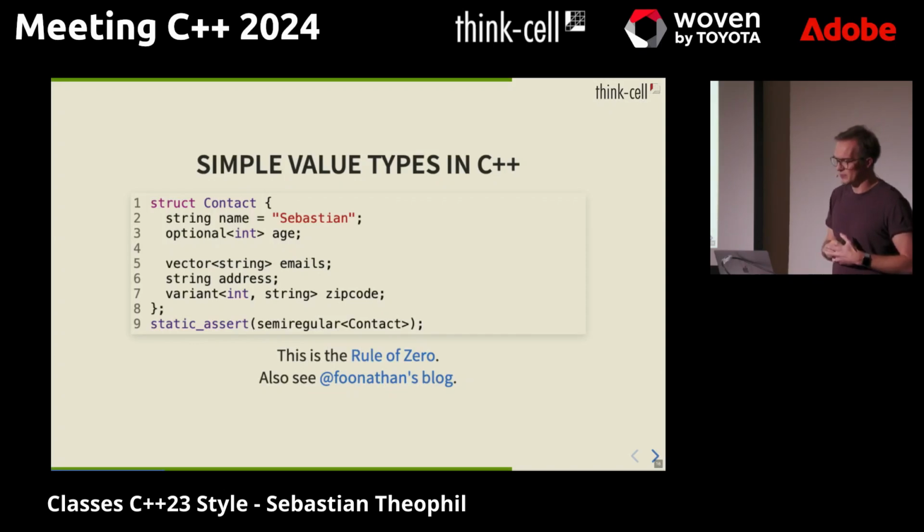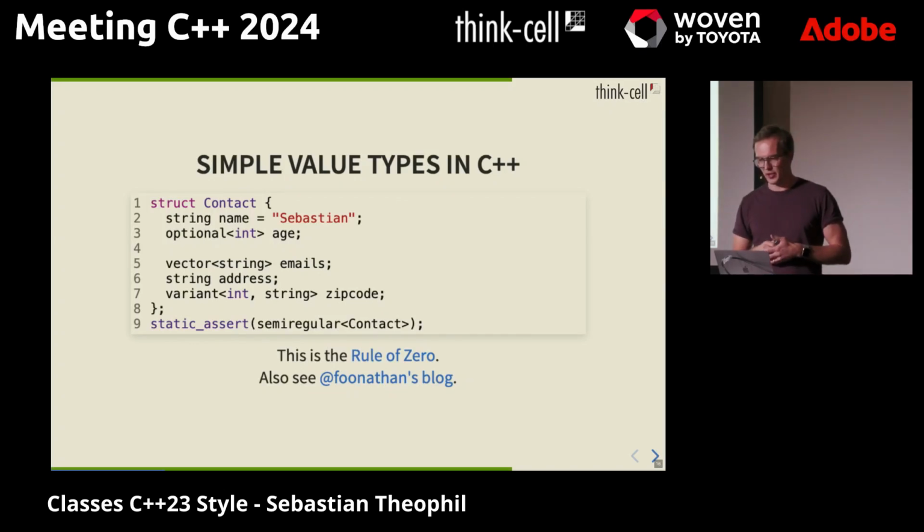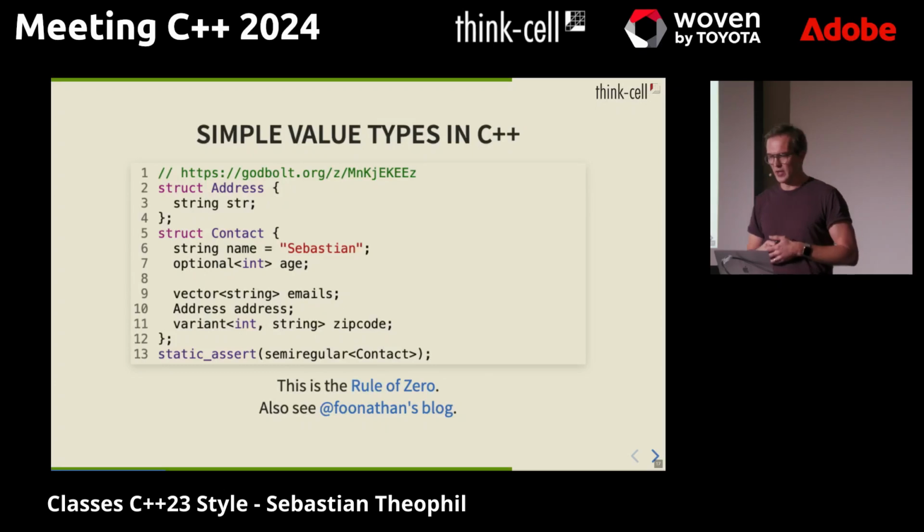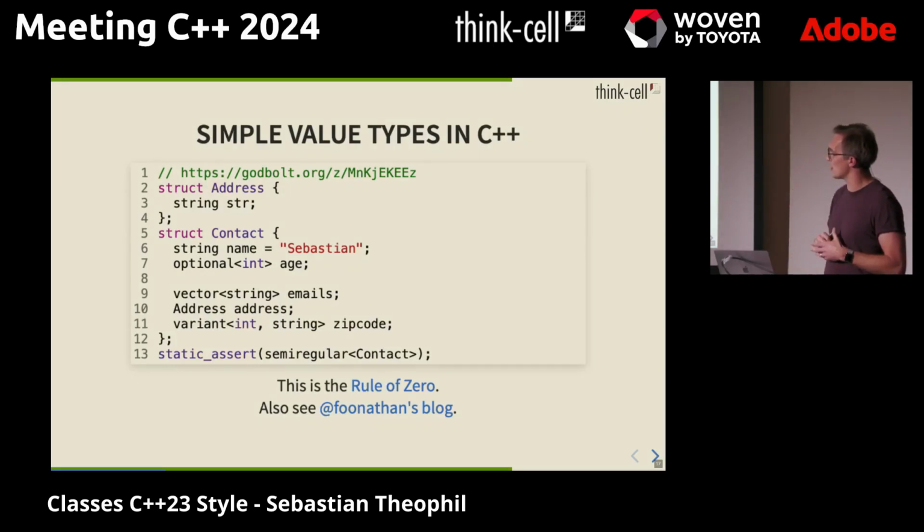Now that is great. And that, like I said, that definition is recursive. So if we have another type address that is also a regular type or semi-regular here, then we can make that a member of contact as well. And we will still have a semi-regular type. Great. Everything is fine by default.